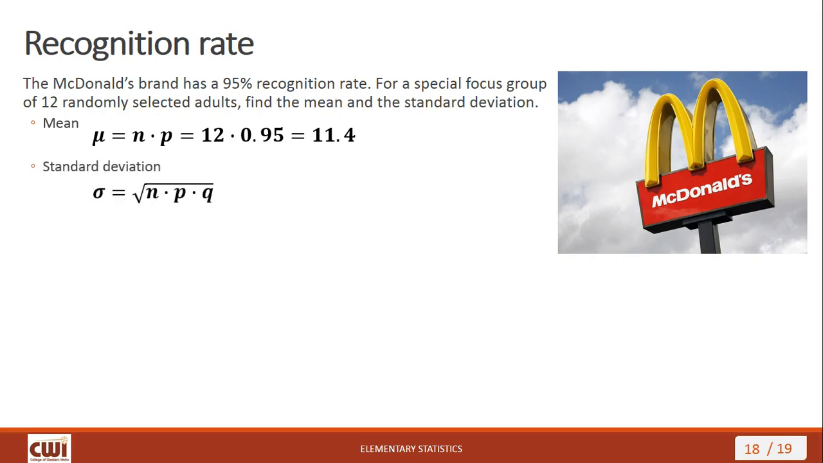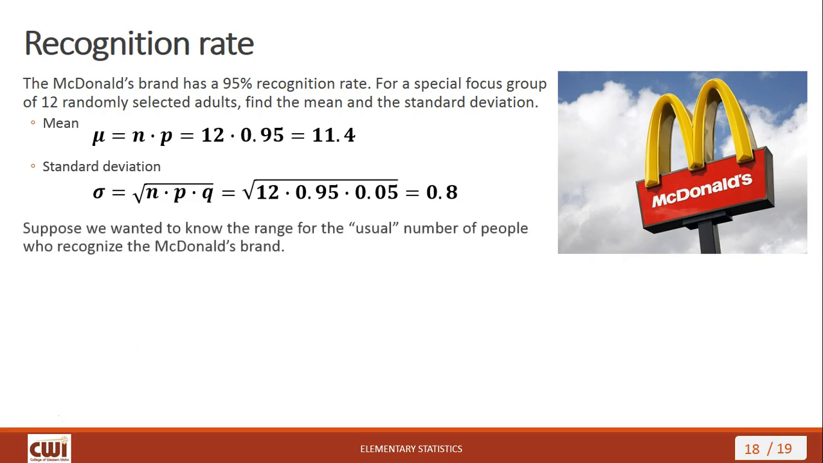For the standard deviation, we're just going to take the number of trials times the probability of success times the probability of failure, and then take the square root. So notice that the probability of success is 95%, which means that the probability of failure is 5%. Again, we just subtract from 1. They're complements of each other. Punch all this out, and we get 0.8 for our standard deviation. This is then the mean and the standard deviation.